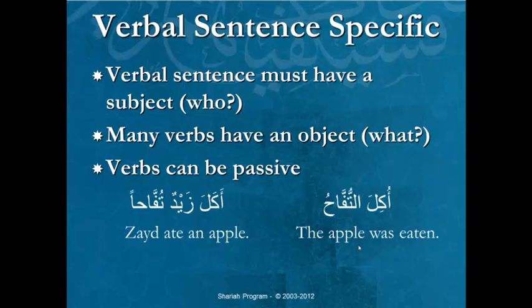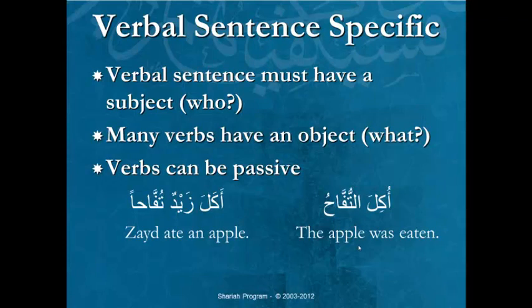It's like I entered the house. It's an example of object. But in the other example, this same object becomes primary. Okay, because Zayd's missing, right? So something has to replace Zayd, so the apple replaces Zayd, and now all of the focus is on the apple. The apple was eaten, and the ending changed.